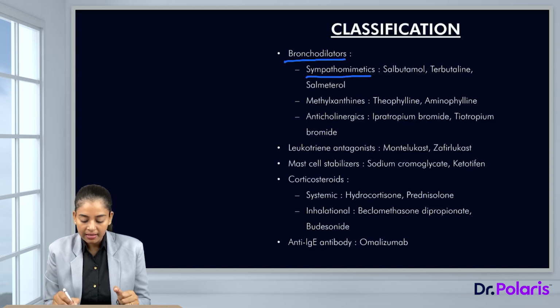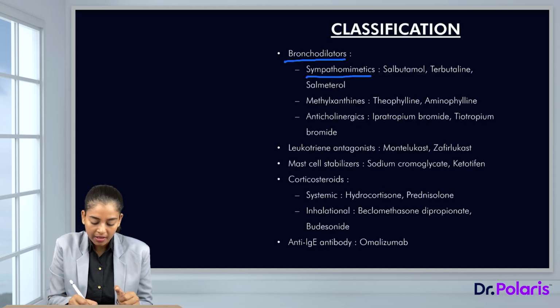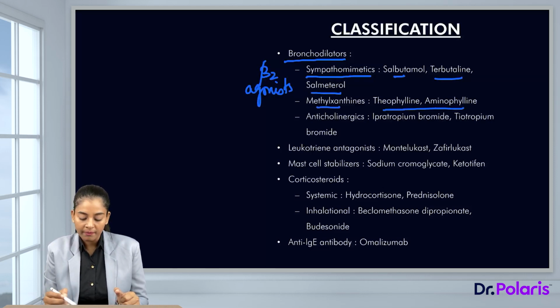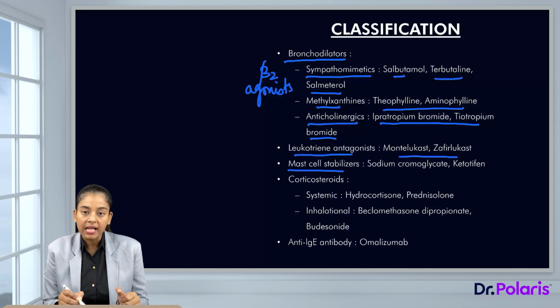Sympathomimetics, that is beta-2 agonists. They are nothing but beta-2 agonists: salbutamol, terbutaline, salmeterol. Methylxanthines: theophylline, aminophylline. Anticholinergics: ipratropium bromide, tiotropium bromide. Leukotriene antagonists: montelukast, zafirlukast. Mast cell stabilizers: sodium chromoglycate, ketotifen.